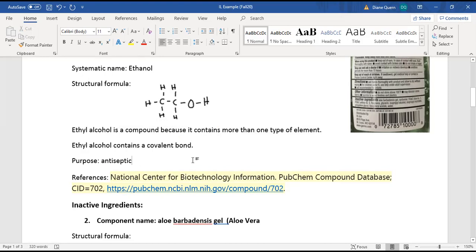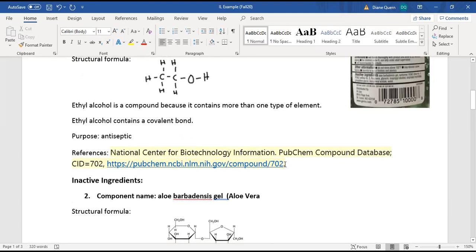The purpose would be an antiseptic. So usually the reason ethanol is present in sanitizers would be to kill germs as an antiseptic. So just write a purpose. It can be a word or two, or it could be a sentence of the reason why it is in that product. Notice this student chose to put their references right after each ingredient. So you could choose to do that, or just put them all on the final page of the paper.